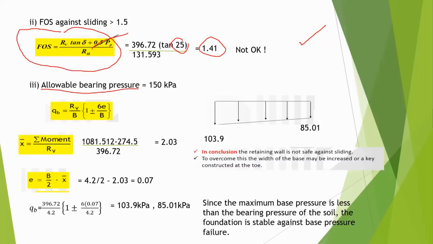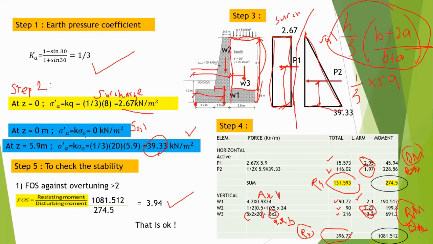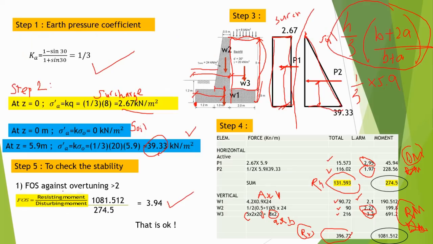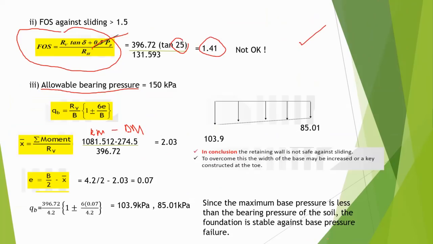Yang ni moment ialah moment apa? 101 RM tolak dengan DM. Okay. So, bawah mesti tolak atas. Bagi dengan RV. RV ialah resistance vertical. Ini lah. 369 lah RV. So, dah dapat this. Settle lah. Dapat dia punya X bar.